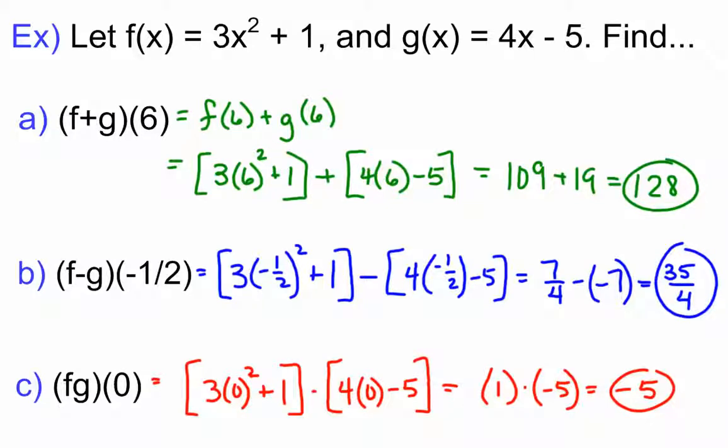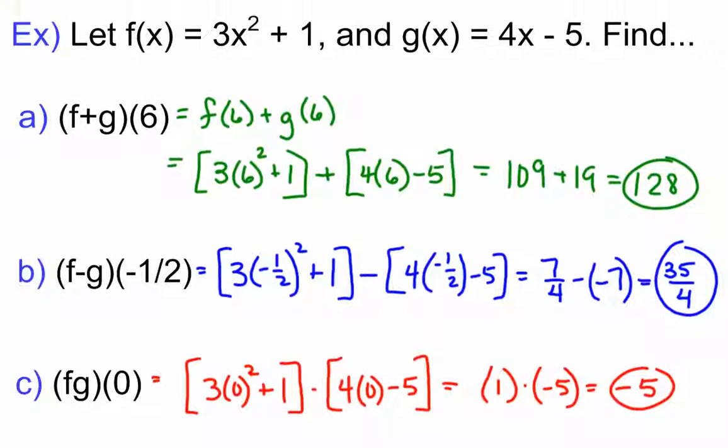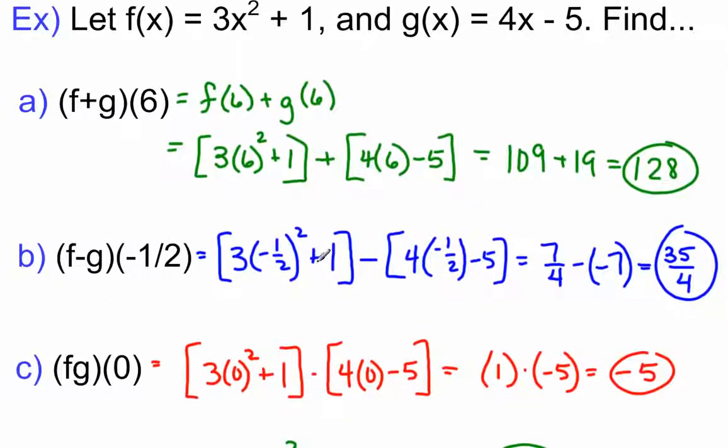Similarly, for subtracting, you would do f of negative a half. We plug the negative a half in here, minus, again, I'm using these brackets to separate my two parts, and I'm going to put the negative 1/2 into the g function, 4 times the negative 1/2 minus 5. If you simplify this first part, and you can use your calculator to do that, you get 7/4. The second part, simplify, you get a negative 7. Now it's minus that negative 7, so these two minuses are going to really be a plus.